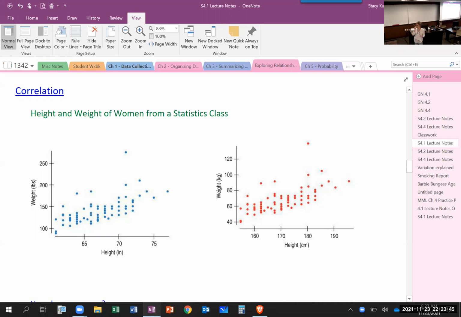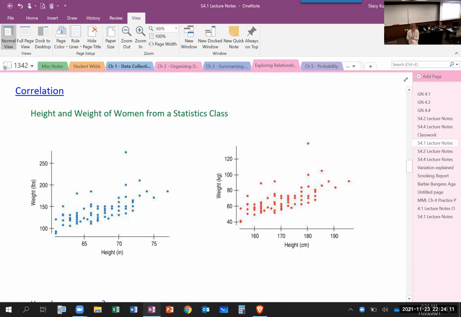Why do you suppose that would be? One's in centimeters and one's in inches. All right, so the one on the right would be the metric system, and the one on the left would be the English standard system, right? So they're both talking about height and weight for women. The one on the right measures their height in centimeters and their weight in kilograms. The one on the left measures their height in inches and their weight in pounds.